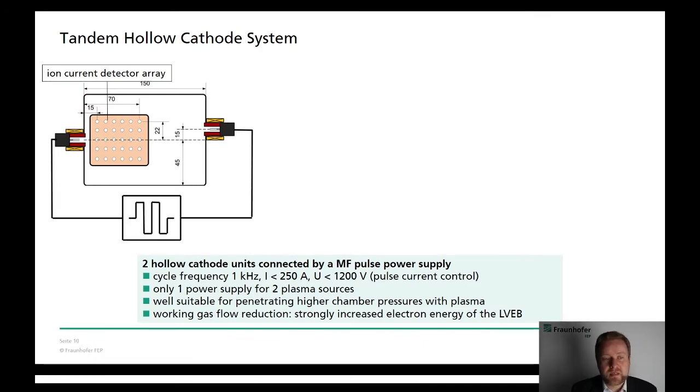A second configuration is the tandem hollow-cathode system. In this case, we have two such hollow-cathode plasma sources, which are installed face-to-face to each other, typically. But this position can also be changed. And they are combined by a common mid-frequency pulse power supply. So the first point is that we can run two plasma sources with only one power supply. And the plasma is bipolar pulsed between the two hollow-cathode sources. Typical numbers are 1 kilohertz of cycle frequency and a current of up to 250 amps.